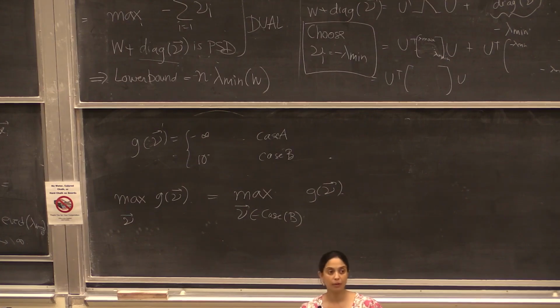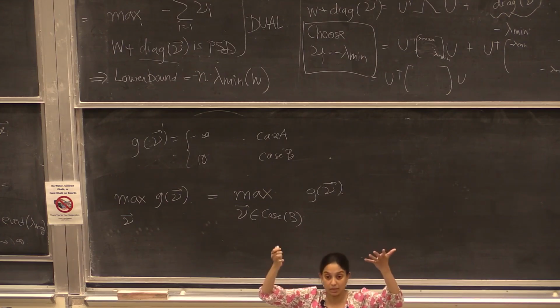Why is the best lower bound equal to the max of g? So we answered this last time. Every single g of nu is always a lower bound, right? We've proved this. For every value of nu, g of nu gives you a lower bound. Remember? So which nu do you pick? You pick the nu that maximizes it. Okay?